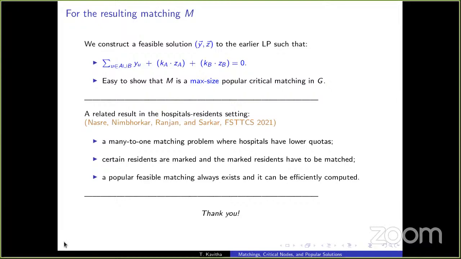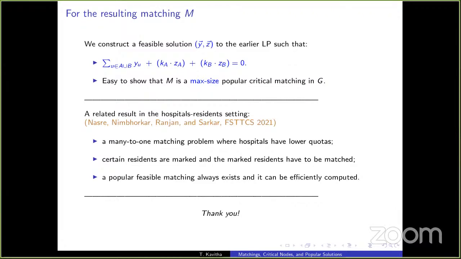And thank you, Kavita. Are there any questions from the audience? I had a question. In the paper, you had mentioned that the time complexity is number of edges times the number of critical nodes. So how hard will it be to improve the bound?